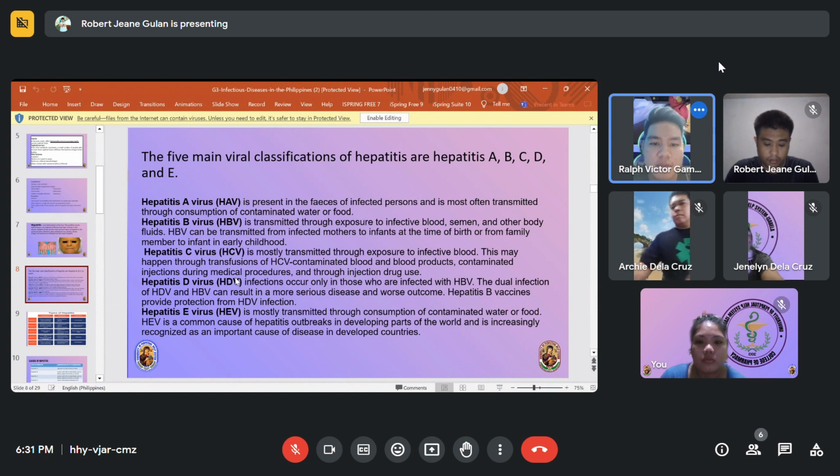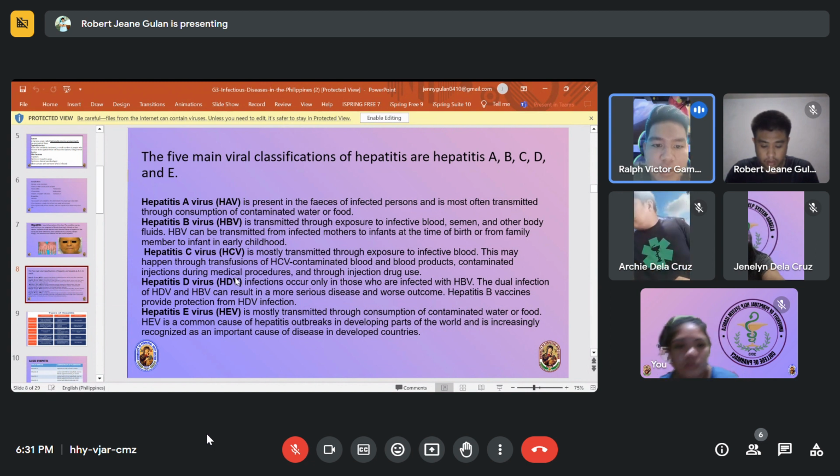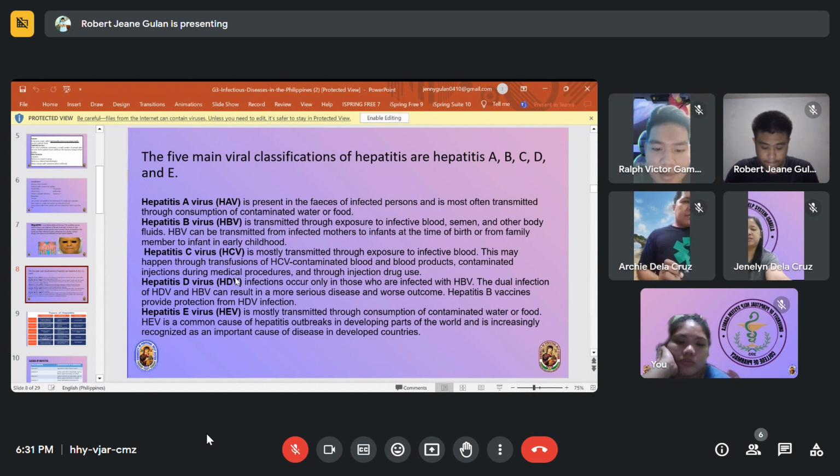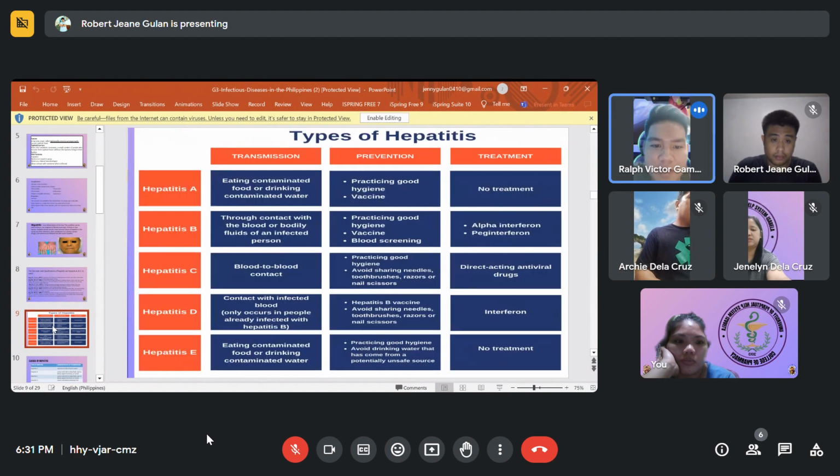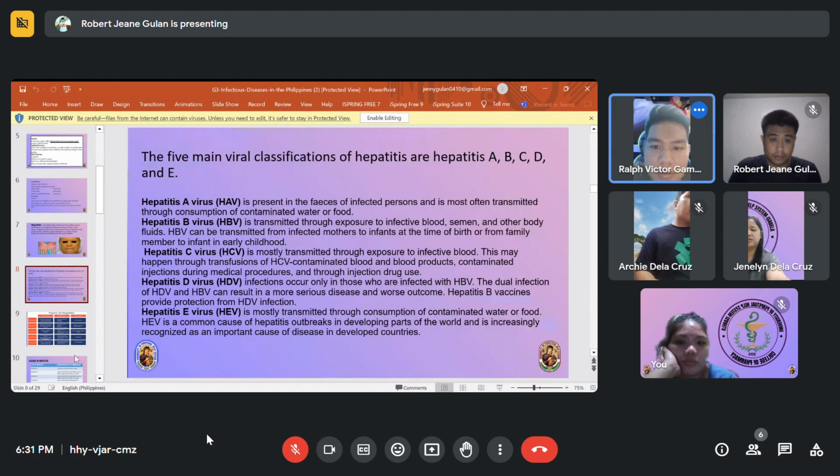Hepatitis D virus infections occur only in those who are infected with hepatitis B virus. The dual infection of hepatitis D virus and hepatitis B virus can result in a more serious disease and worse outcome. Hepatitis B vaccine provides protection from hepatitis B infections.